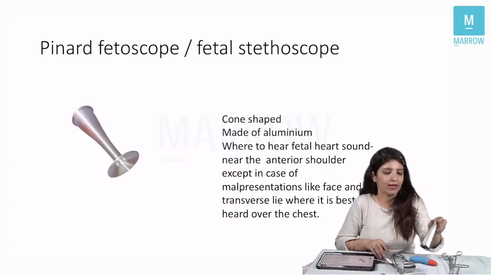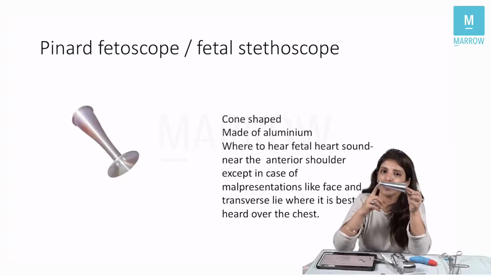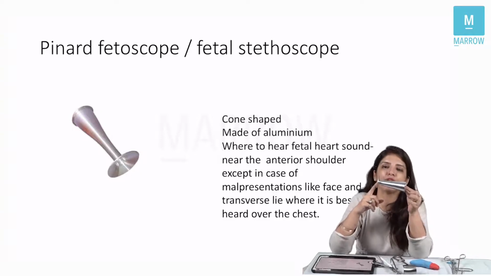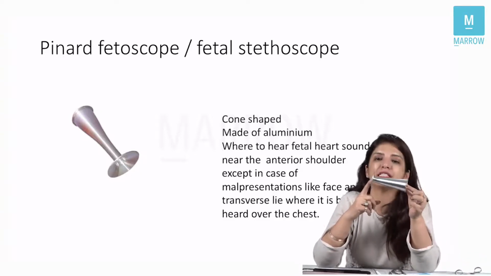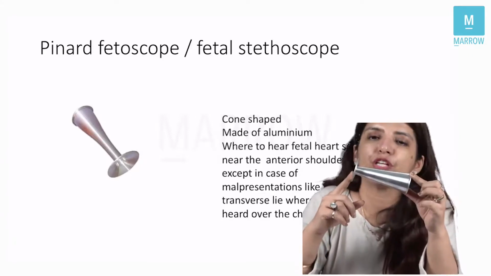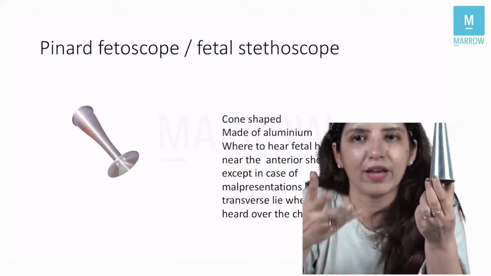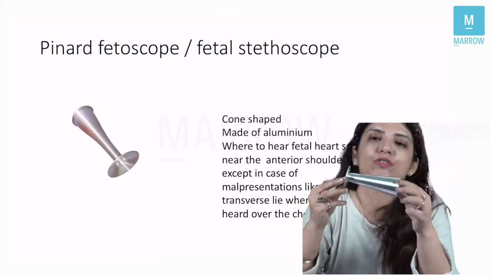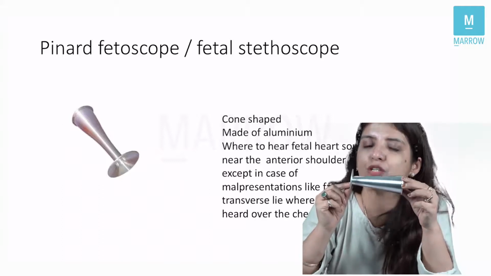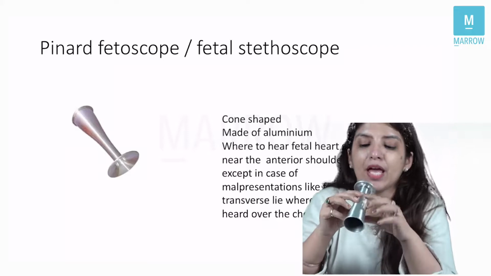Then, over here, I have a cone-shaped instrument made up of aluminium. This is a Pinard fetoscope or a Pinard fetal stethoscope. This instrument was earlier used to hear fetal heart sounds. Now it is not used, but then in your vivas or as an image-based question, this can be shown. So this is a Pinard fetal stethoscope or a Pinard fetoscope, right?